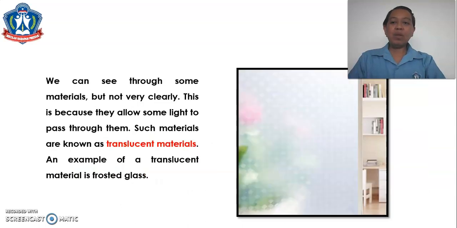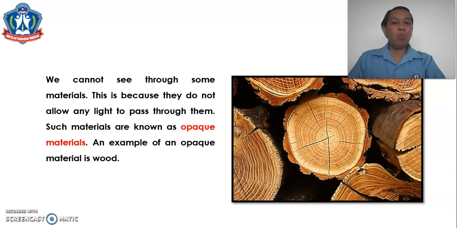We can see through some materials, but not very clearly. This is because they allow some light to pass through them. Such materials are known as translucent materials. An example of a translucent material is frosted glass. We cannot see through some materials. This is because they do not allow any light to pass through them. Such materials are known as opaque materials. An example of an opaque material is wood.